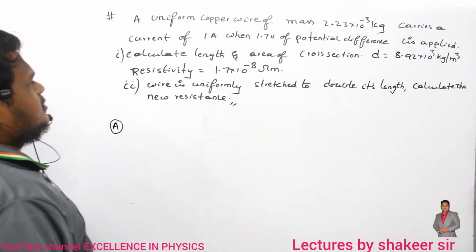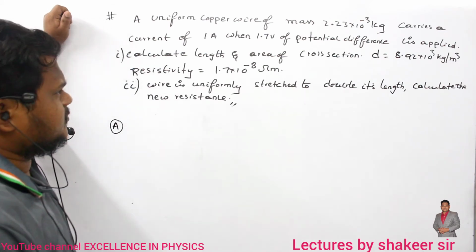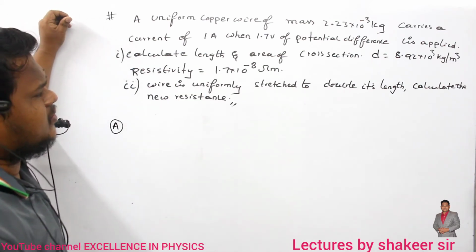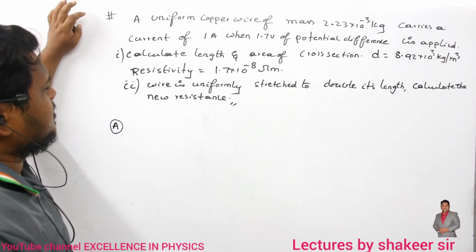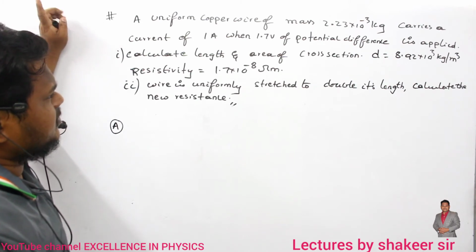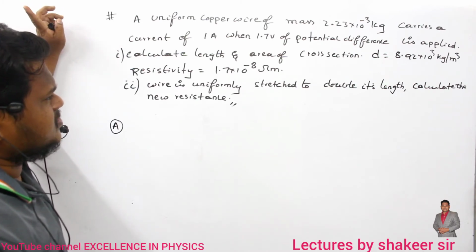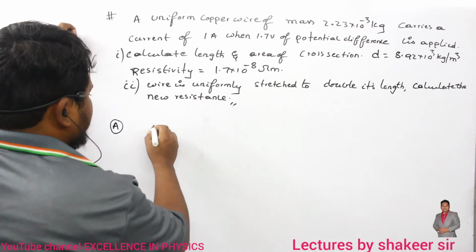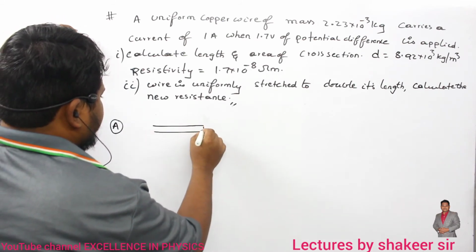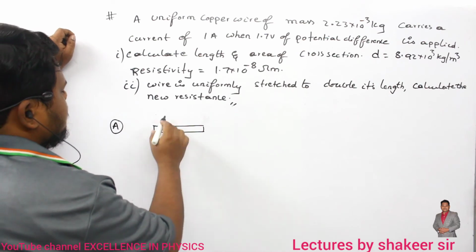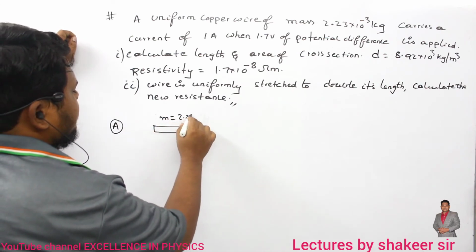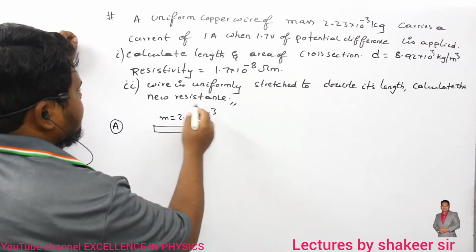Now your uniform copper wire of mass 2.23 into 10 power minus 3 kg carries a current of 1 ampere when a potential difference of 1.7 volts is applied. What is the meaning of this? So this is a copper wire, and the mass of this copper is 2.23 into 10 power minus 3 kg.